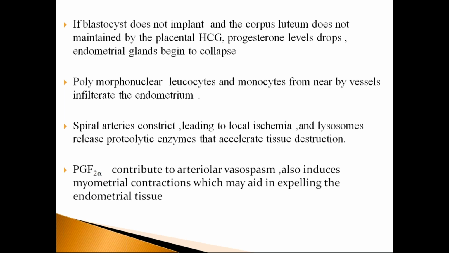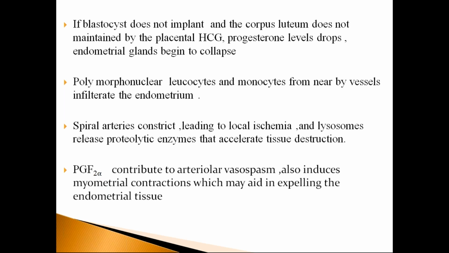Thereby the endometrial glands begin to collapse, there is more infiltration of leukocytes and monocytes near the vessels, and the spiral arteries constrict, leading to local ischemia. The lysosomes release proteolytic enzymes that accelerate tissue degradation. PGF2 alpha, which has a vasoconstrictor effect, contributes to the arterial vasospasm and also induces myometrial contraction, which may aid in expelling the endometrial tissue.